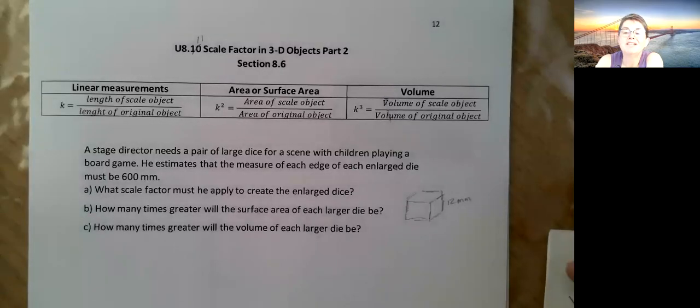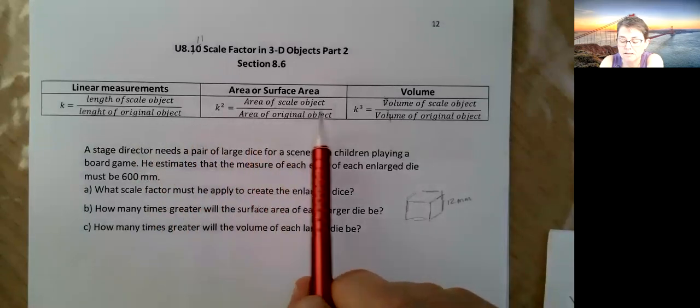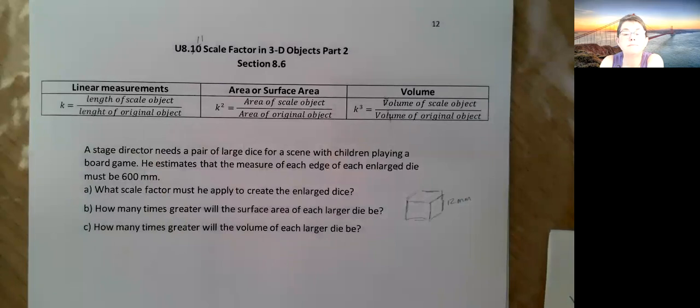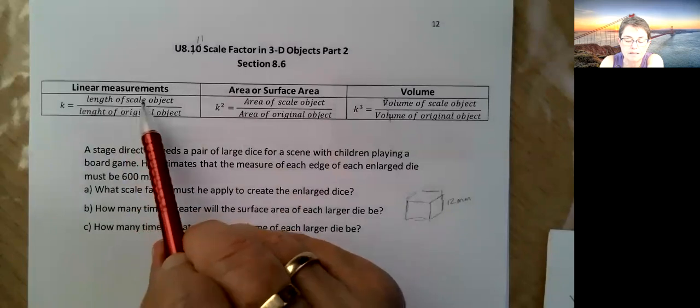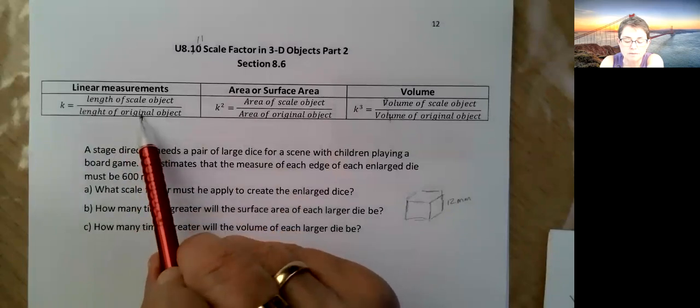Hi there, this is video 811 and we're talking about scale factors in 3D objects. So this is part 2 and I just put a little summary here of the formulas for you. If it's just a plain linear measurement, it's the length of the scale divided by the length of the original, and it's going to be K.